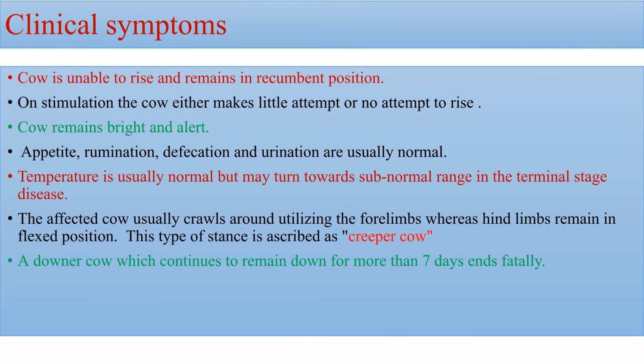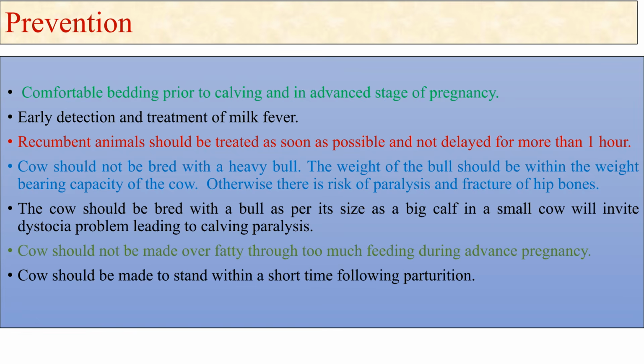Clinical symptoms involve the cow remaining in a recumbent position and making little to no attempt to rise. The cow remains bright and alert, with normal appetite and bodily functions. In terminal stages, temperature may be subnormal. They may crawl, utilizing forelimbs, known as a creeper cow.